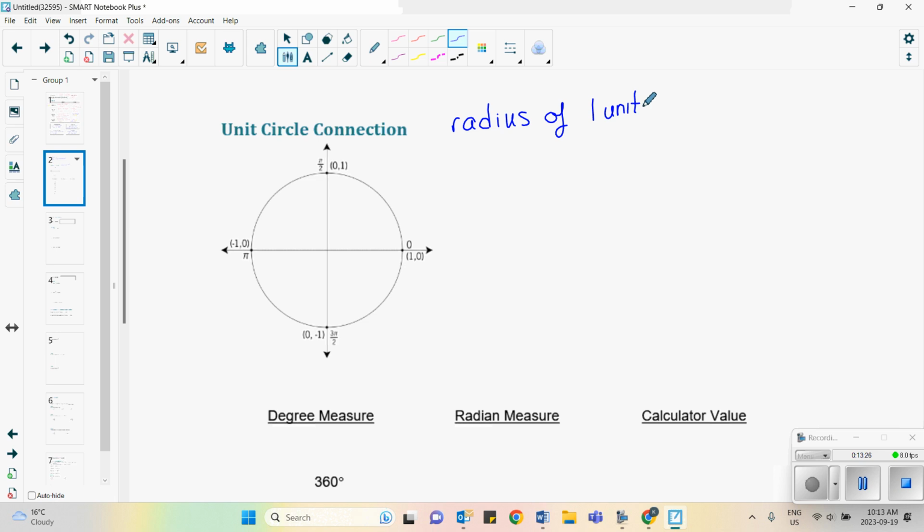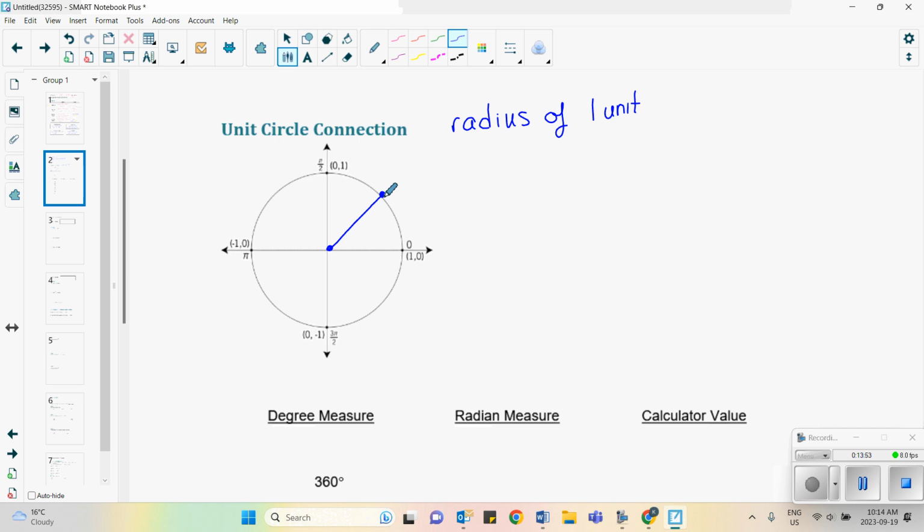So from the center point to the circumference of the circle is 1 unit. That's going to be important later, so tuck that away. What's the distance from the center to here? Still 1 unit. Center to the circumference is a unit of 1. Okay, good job, everyone.